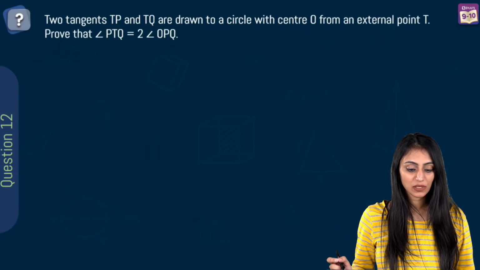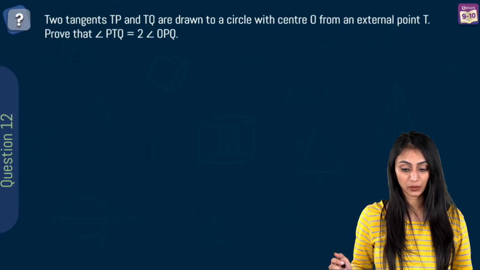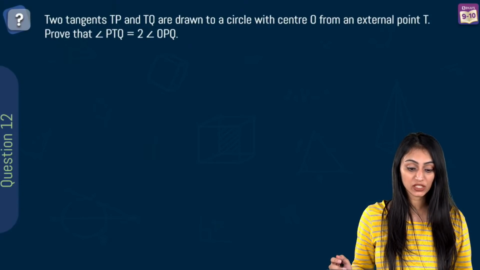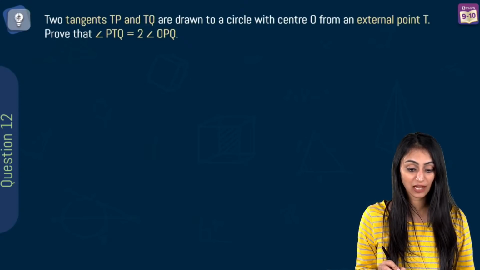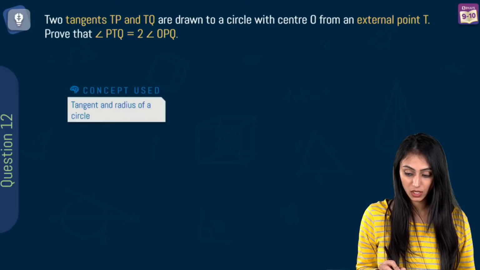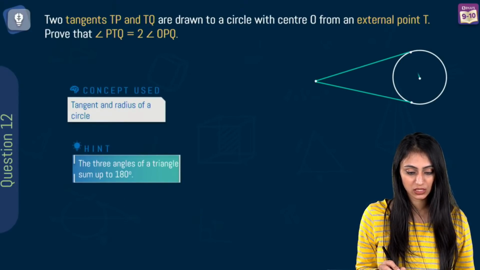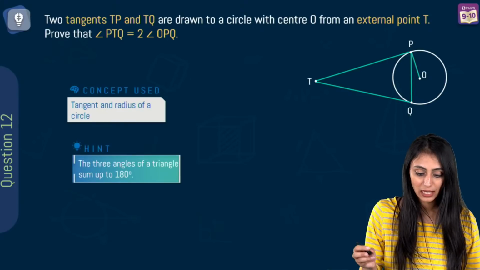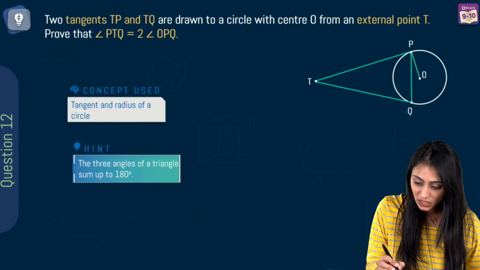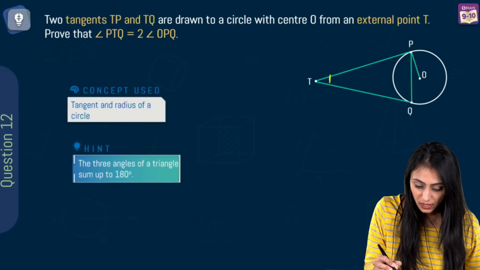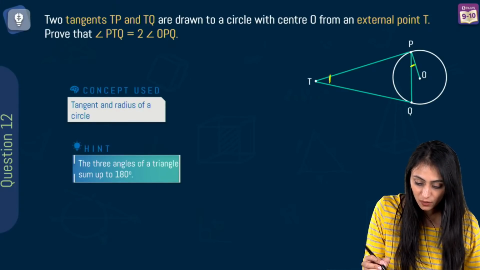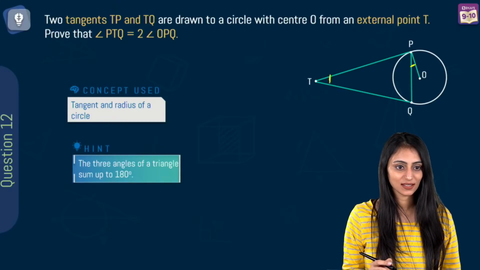So two tangents TP and TQ are drawn to a circle with center O from an external point. Prove that angle PTQ is twice of angle OPQ. Figure we have to make on our own in this question. So here we are talking about a circle which has got two tangents TP and TQ from the external point. And we have to prove that this angle PTQ is equal to twice of this angle OPQ.